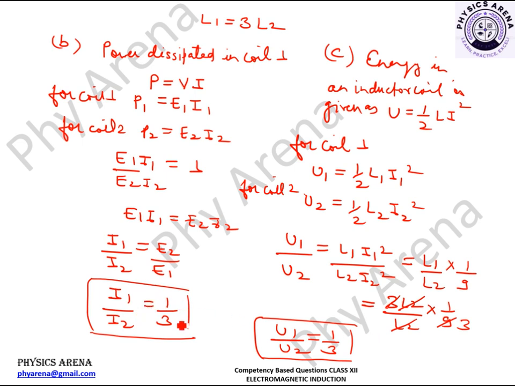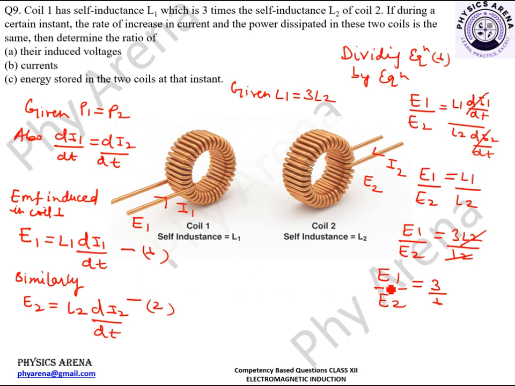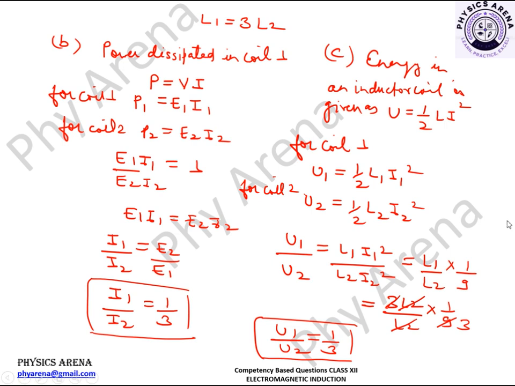So the ratio of current is 1 by 3. The ratio of energy is 1 by 3. But the ratio of induced EMF is 3. And that's the answer for this question.